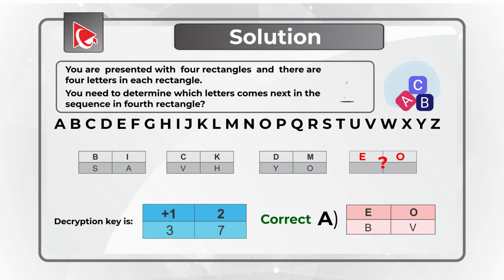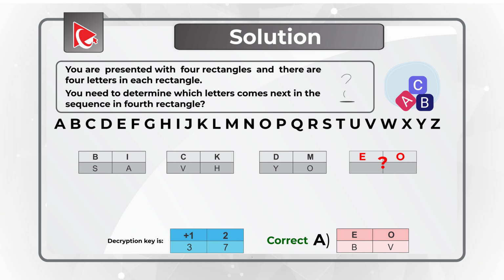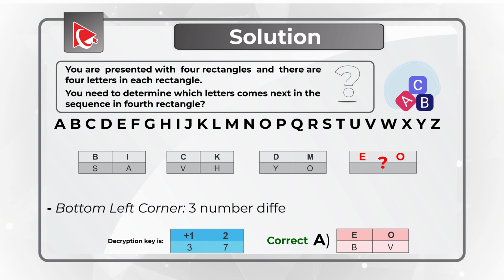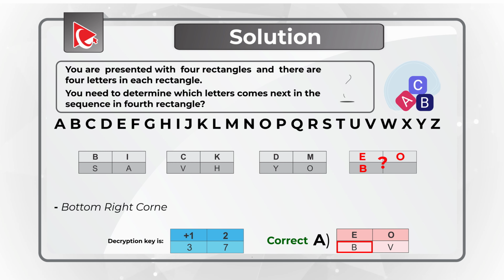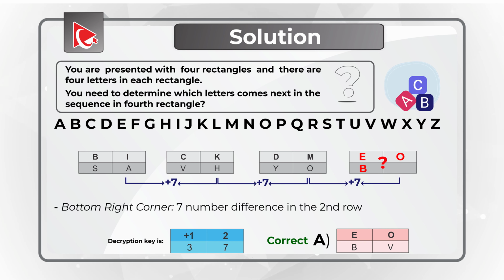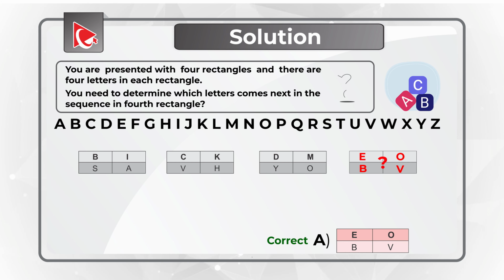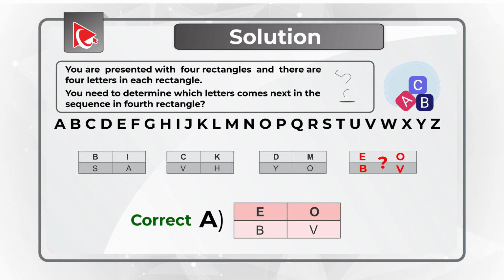But the question is done in such way that you can continue the logic and determine decryption key for the bottom row as well. If you're interested, bottom left corner, we have 3 number differences in the second row, and the correct choice here would be choice B. And in the bottom right corner, there is a 7 number increment, and the correct letter choice here would be choice V.